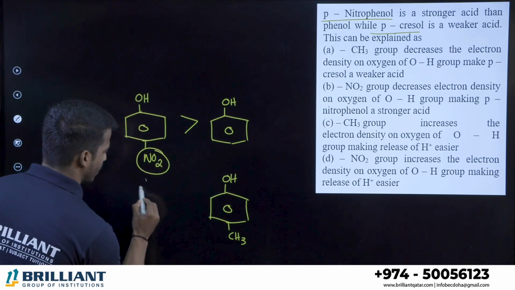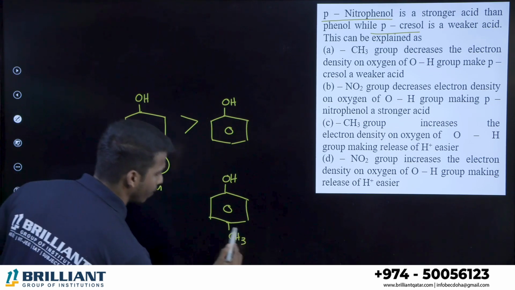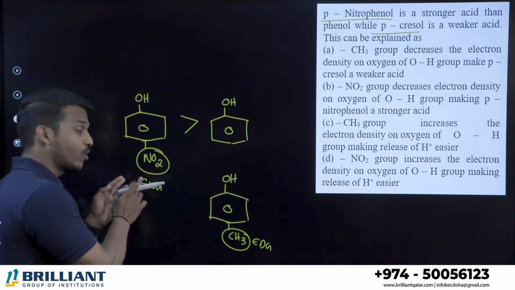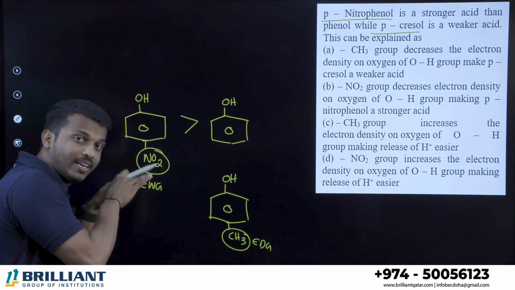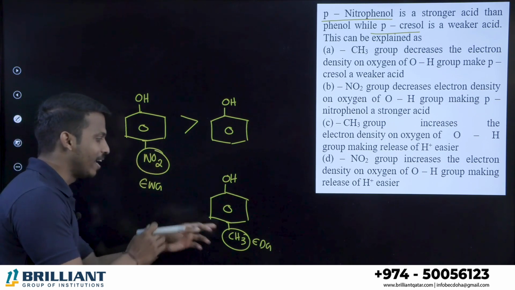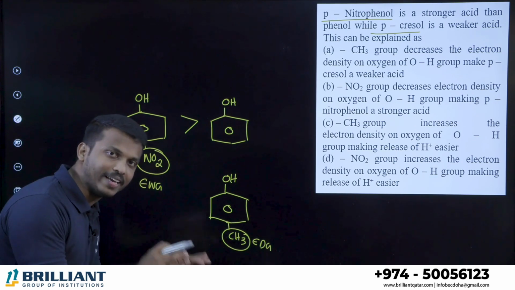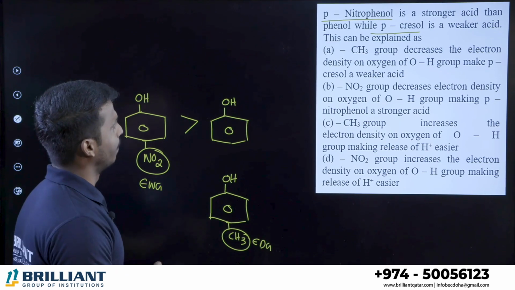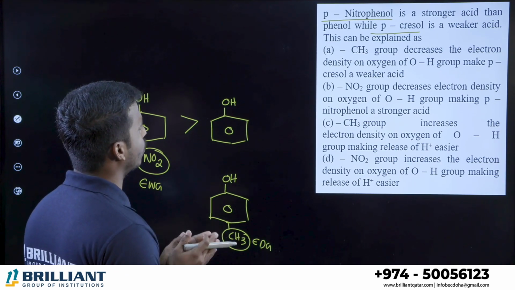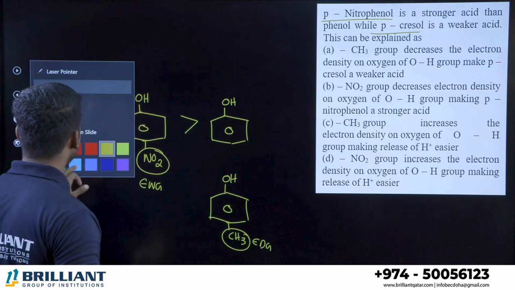Okay, let me discuss here. This is an electron withdrawing group. This is an electron donating group. What is the principle? An electron withdrawing group will increase the acidity. An electron donating group will decrease the acidity. What is your answer? Option A. The CH3 group decreases the electron density. Okay, let me just discuss.